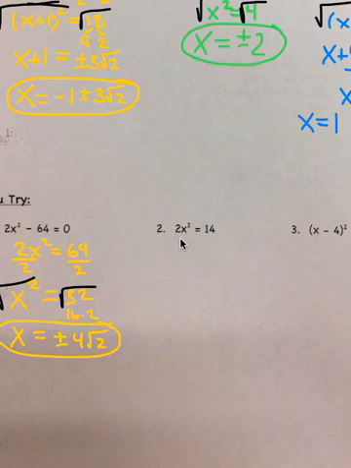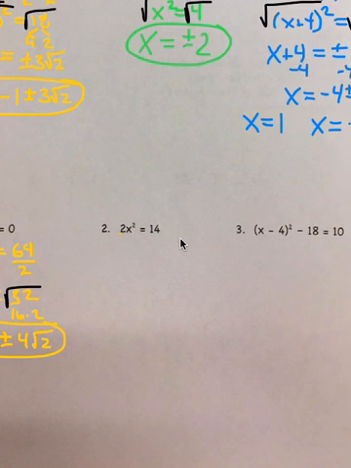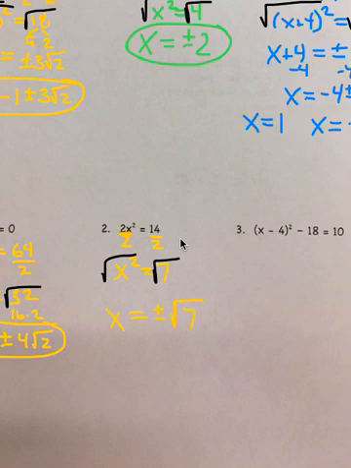I'll do number 2 the same way. I'm going to divide by 2 first. So that gives me x squared is equal to 7. When I take that square root, I just get x equals plus or minus the square root of 7. Simple. And then number 3, we have a few more steps involved in 3.